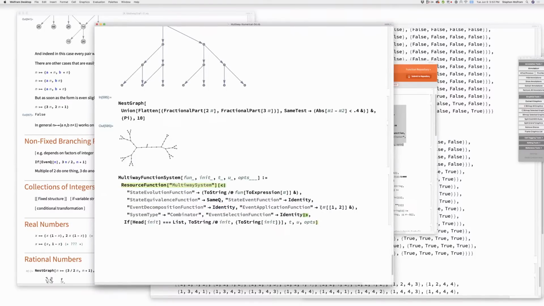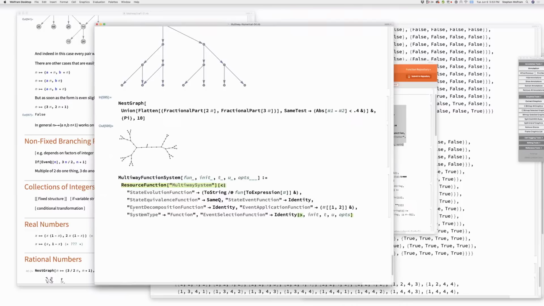Event application function, can I leave that one? What do I put for system type here? Any string, doesn't matter. Okay. Event selection function: identity. And what's this? That's garbage right now. That's just me hacking something here, some crazy situation there.